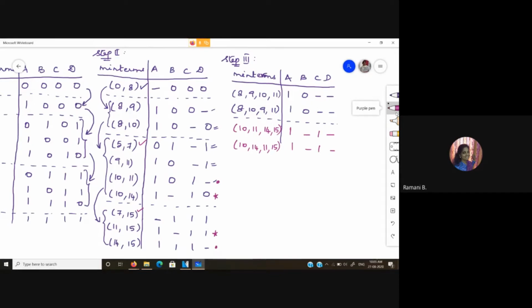However, here we see the dash in position C and D, here it is in B and D. So we cannot go further. So these terms are considered as a prime implicant, because further grouping is not possible.